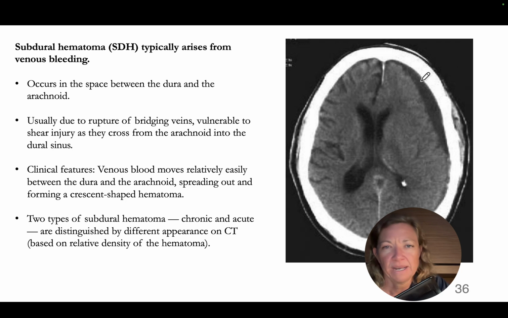It looks quite a bit different. So it looks like a long, thin crescent that spans further in the skull. And that's because blood can spread easily between the dura and the arachnoid. So we're no longer constrained by sutures of the skull, and that's what causes it to spread out along the skull surface. There are two types of subdural hematoma, obviously, acute and chronic, and they look different on CT.